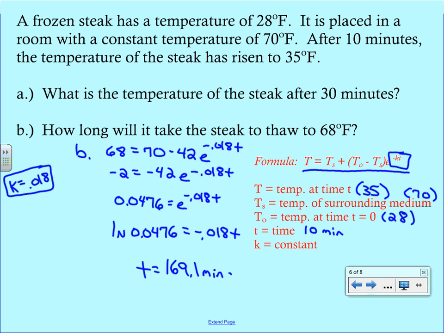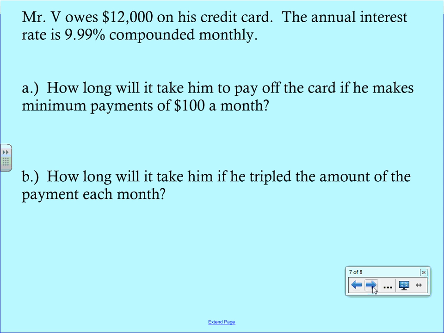169.1 minutes. If you want to change that to hours, you most certainly can. It's 2 hours and 49 minutes. Okay, question number 1 done. Now we need to move on to the next.